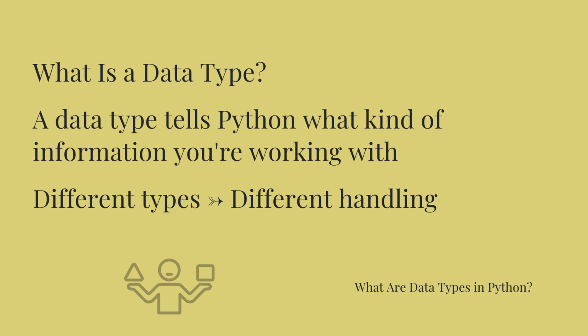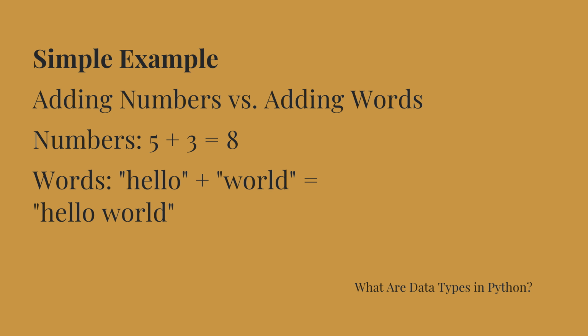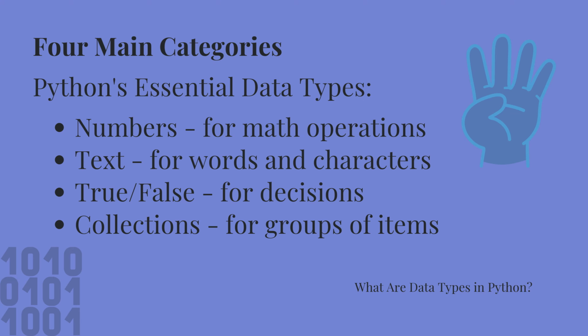Different types of information get handled differently. For instance, if you wanted to add 5 plus 3, you'd give me 8. But if I asked you to add the word hello plus the word world, you'd think about joining them together to get hello world. Python has to know whether you're giving it numbers that it can do math with, text that it should treat as words, true or false values for making decisions, or collections of items that belong together. Each of these is a different data type, and Python handles each one differently.